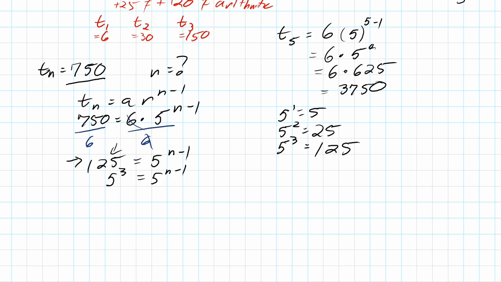But here's an algebra trick. If you have two powers that are equal to each other, so the bases are the same, you can just drop the bases and just work with the exponents. So now the exponent 3 is equal to n minus 1. That's a much easier question. We isolate for n. We end up bringing the 1 over, and we get n is equal to 4.